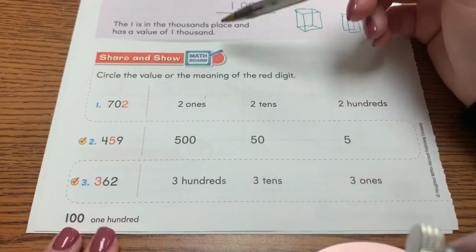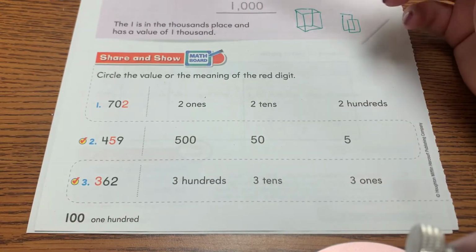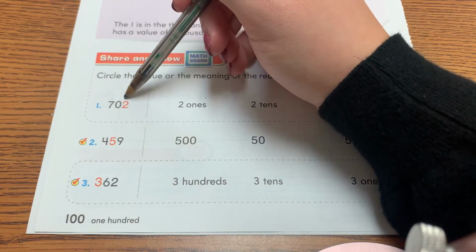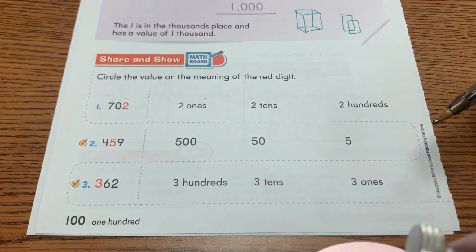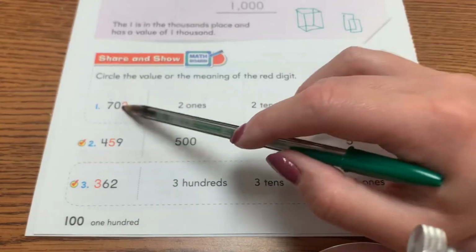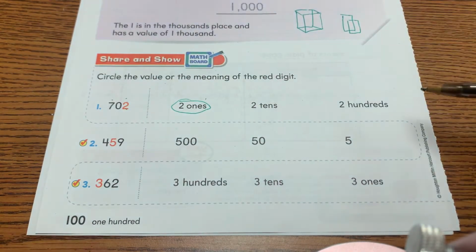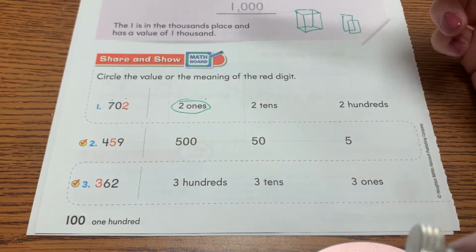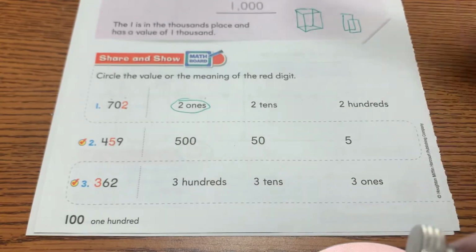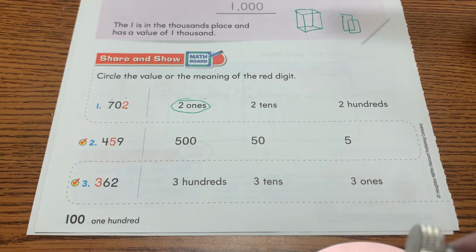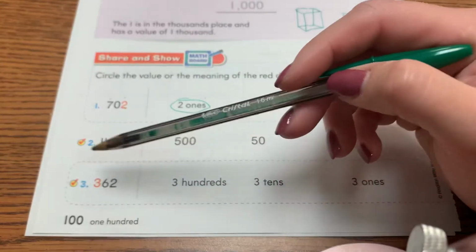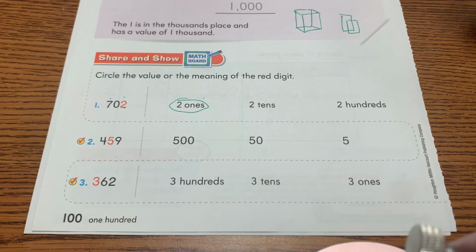Circle the value of the meaning of the red digit. All right, so we have 702. The red digit is the 2. What place is it in? It's in the ones place. So it's either going to be 2 or just 2 ones. Next, we have 459. 5 is the highlighted digit. It's red. What place is it in? It's in the tens place. So it's 5 tens, or 5 tens is the same as 50.